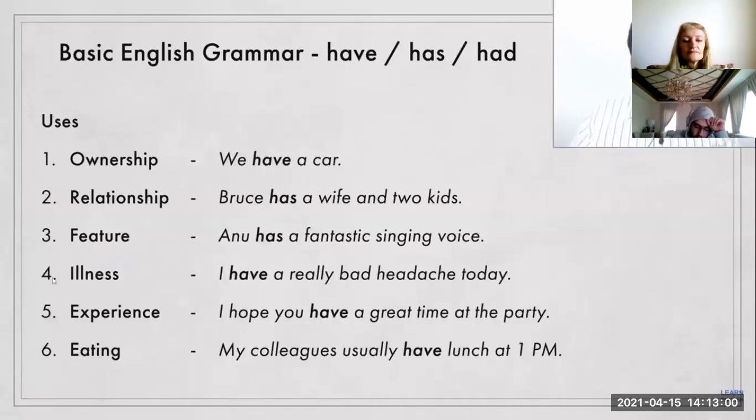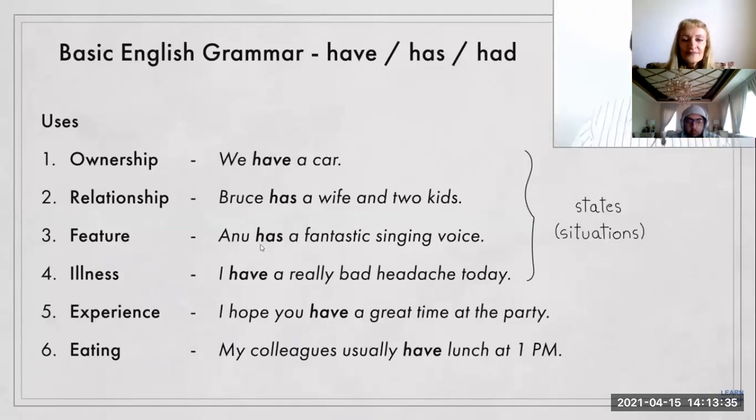Now, these first four uses are actually states. That means they express some general situation. When I say we have a car in this first use, there's no action being performed here. It just expresses a state of ownership. Similarly, Bruce has a wife and two kids. Again, there's no action. This sentence just expresses a state of relationship. And it's the same with number three and four as well. They're general situations, they're not actions.